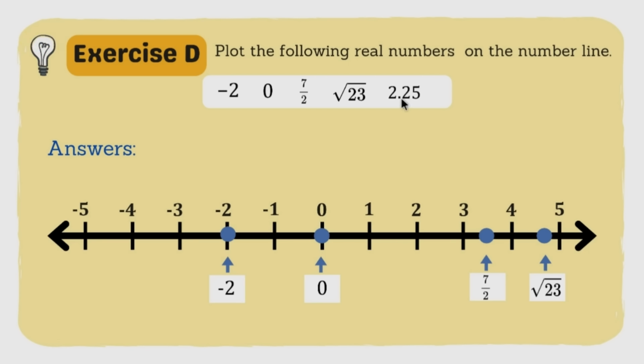And lastly, we have here 2.25, a decimal number. Dito lang naman po siya sa lagpas ni 2. So since this is 0.25, 1/4 po siya ng ating bar dito. So it's just here. So there you go, 2.25.